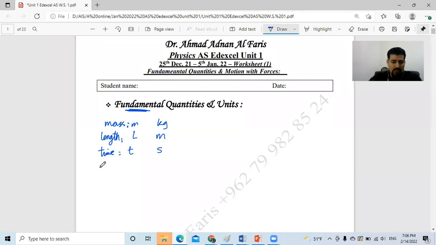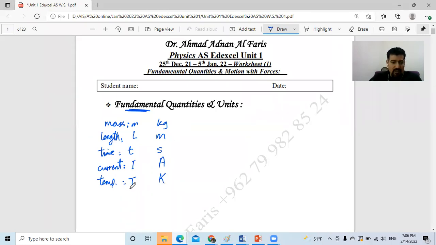Then we'll talk about electric current. They use letter I to represent it, and the main unit of it is the ampere. Then the temperature, they use capital letter T to represent it. And the fundamental unit for it is the Kelvin, K, not degrees Celsius.